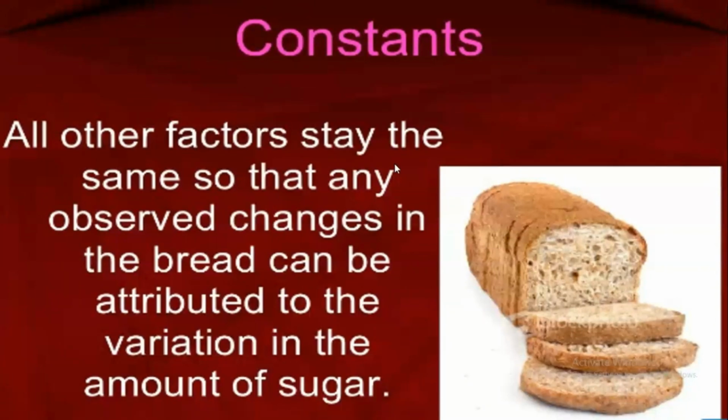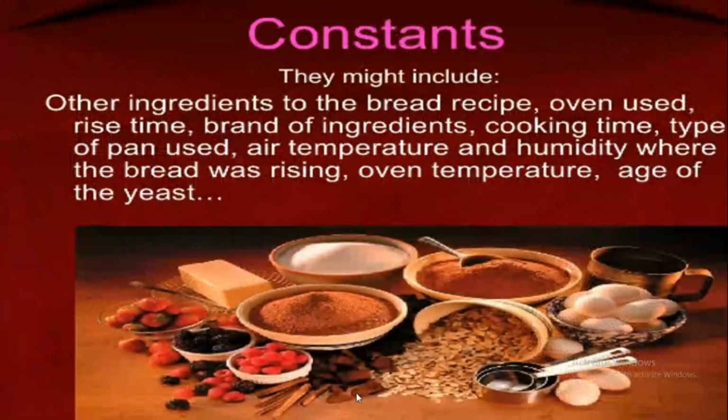It remains the same for the control group, and it remains the same for the group that is under the influence of the experiment. So all other factors stay the same, so that any observed changes in the bread can be attributed to the variation in the amount of sugar. So, what are the possible constants in this experiment?